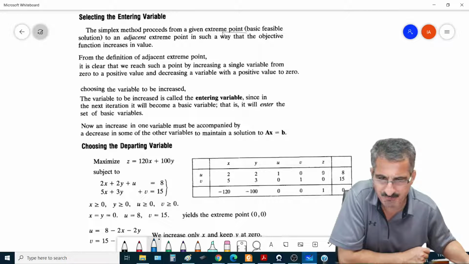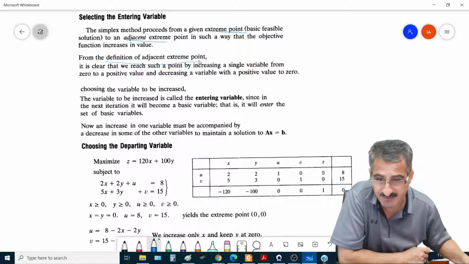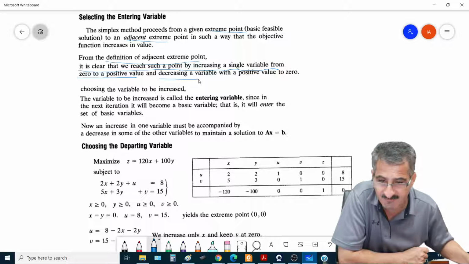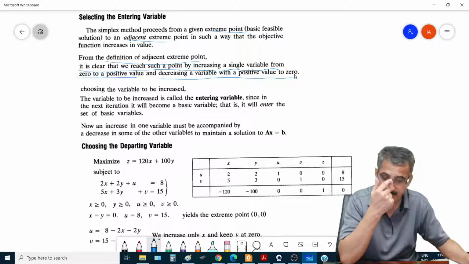Selecting the entering variable proceeds from an extreme point to an adjacent extreme point. I already said that. From the definition of an adjacent extreme point, it is clear that we reach such a point by increasing a single variable from 0 to positive and decreasing a variable with positive value to 0. This is what we did.